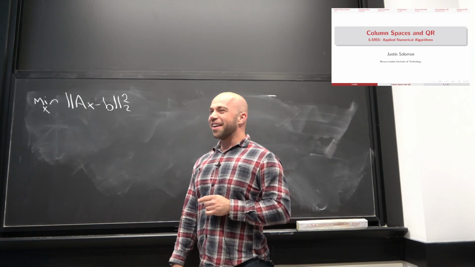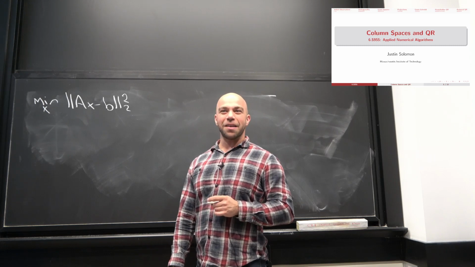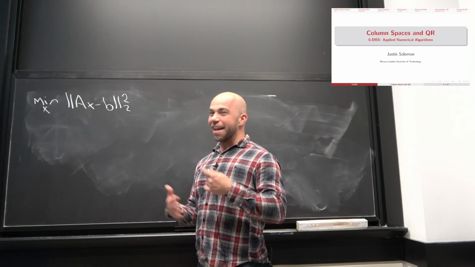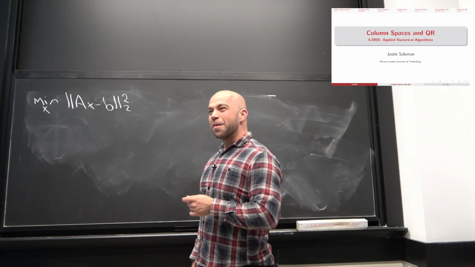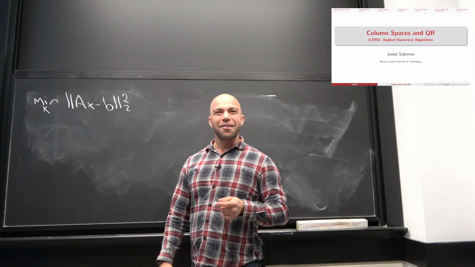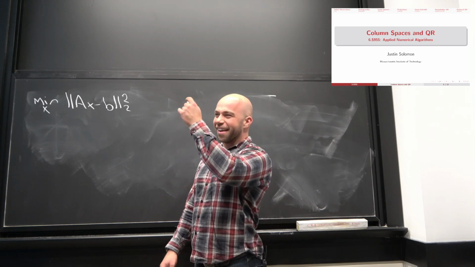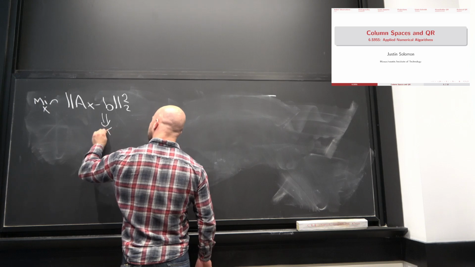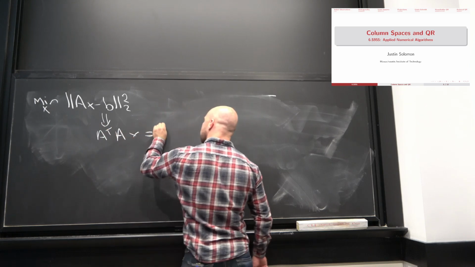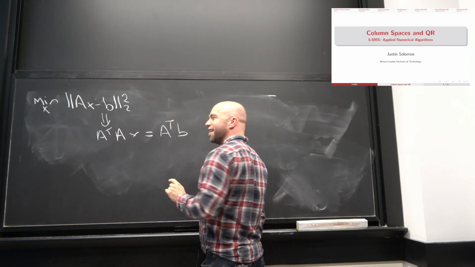What should I do? I'm literally dying because if you guys don't know the solution by now, or a solution, we're in a lot of trouble. Not Chris, you're the TA. The normal equations, thank you. Now somebody else, what is the normal equation? Yeah. A transpose A x equals A transpose b. That's right.